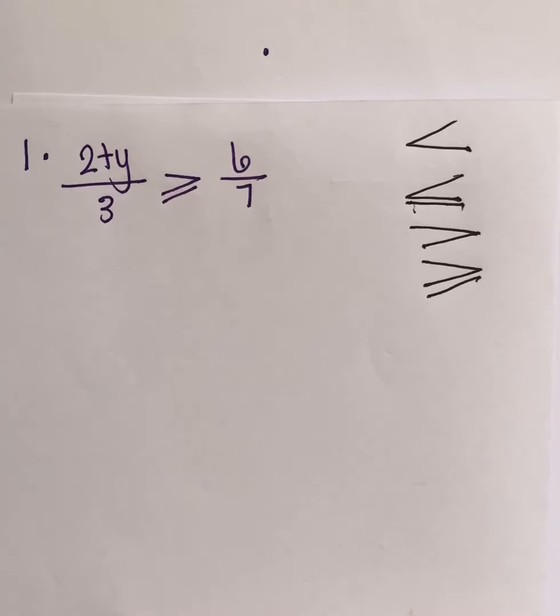2 times 7 will give us 14, and 7 by y will give us 7y. 3 times 6 will give us 18. We then connect like terms on the same side. I keep my unknown, I keep my 18, and I subtract 14 both sides. 18 minus 14 is 4.